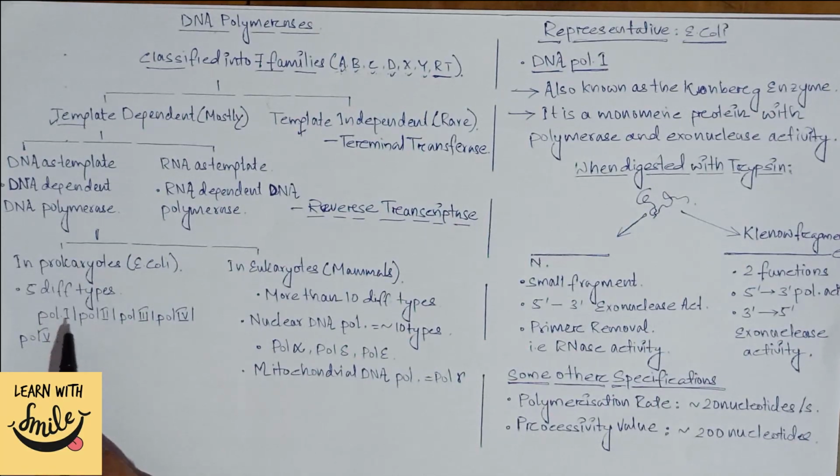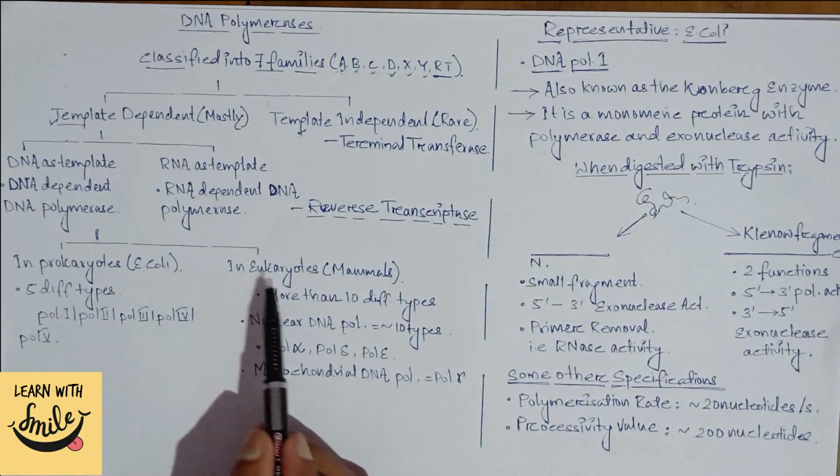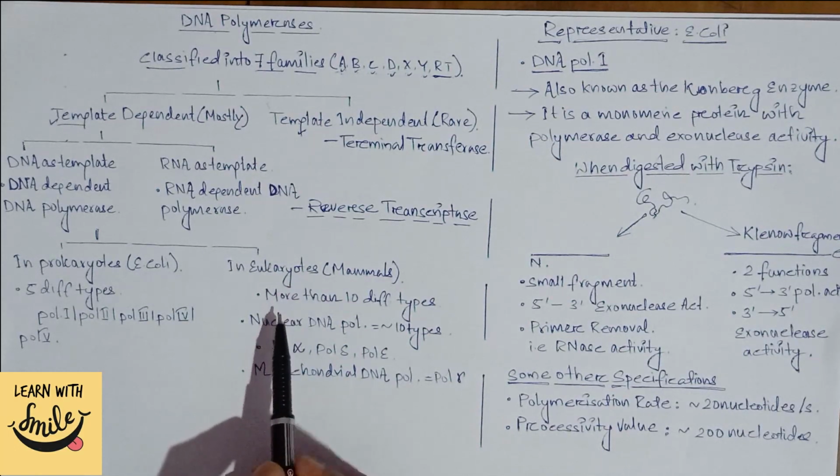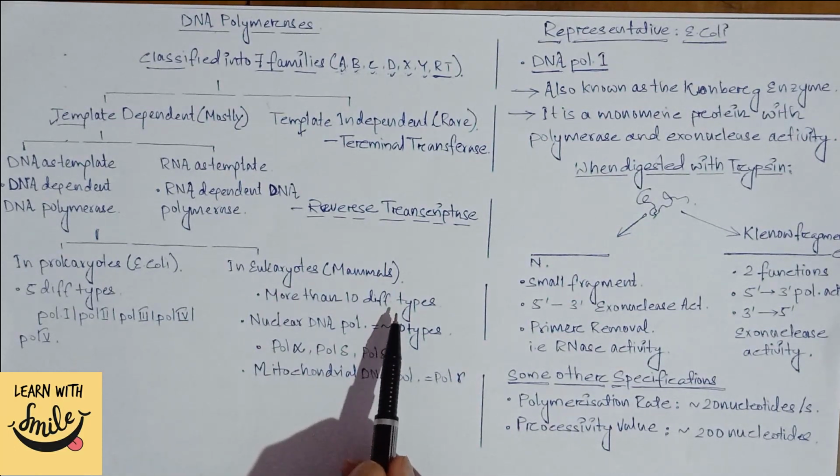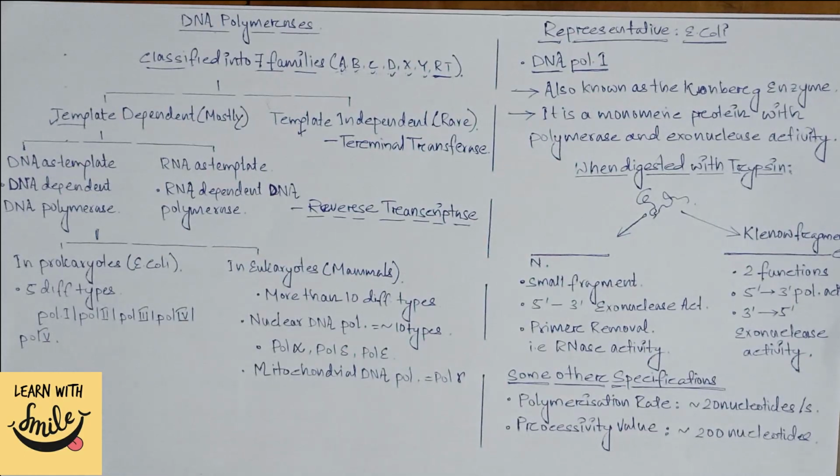Each of the different categories of DNA polymerase that actively play a role in prokaryotes will be discussed later in the video. For now, let's look at the eukaryotic DNA polymerases. There are more than 10 different types of DNA polymerase that actively play a role in eukaryotes. Looking at the nuclear DNA polymerases, there are approximately 10 types. Nuclear DNA polymerases are those DNA polymerases which play an active role in replicating the chromosomal DNA present in the nucleus.